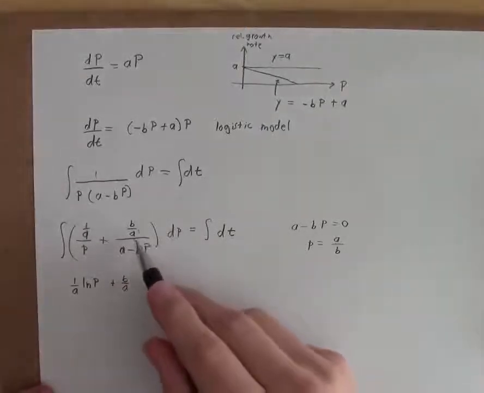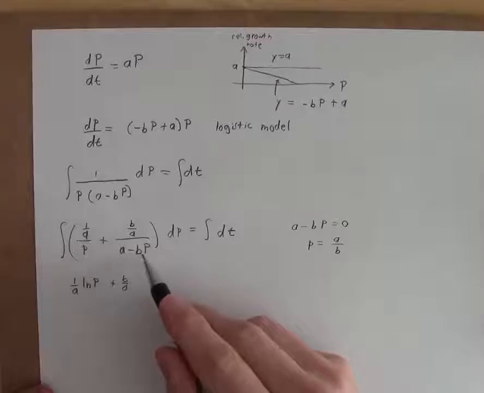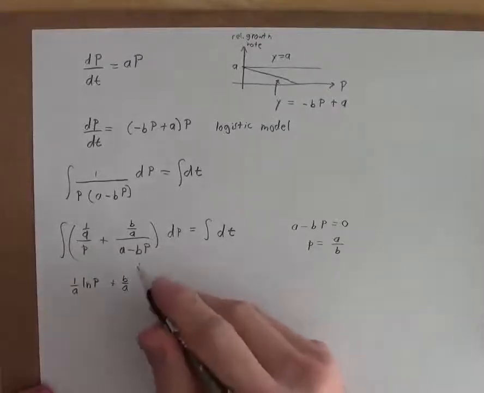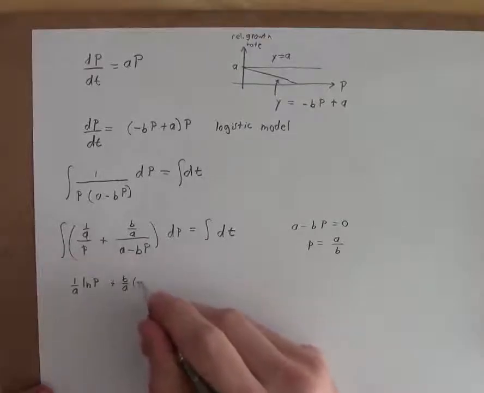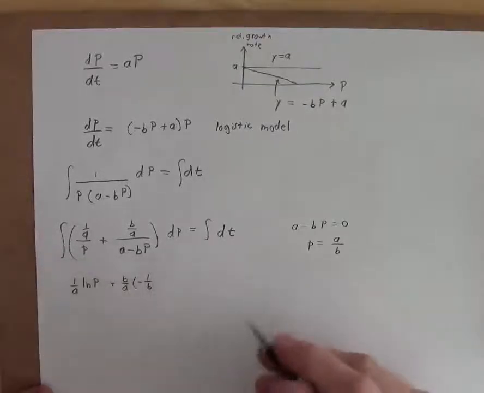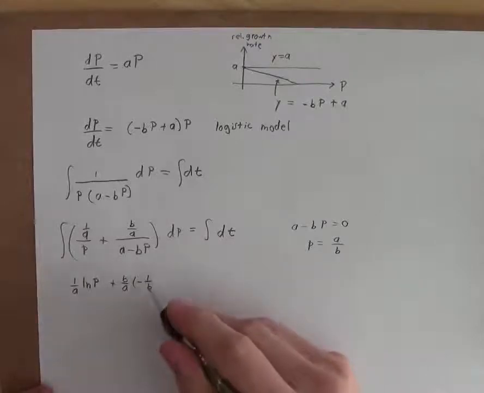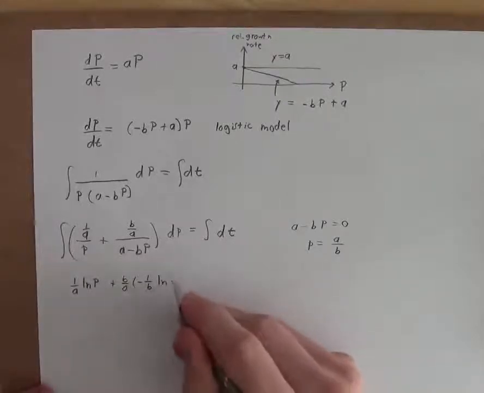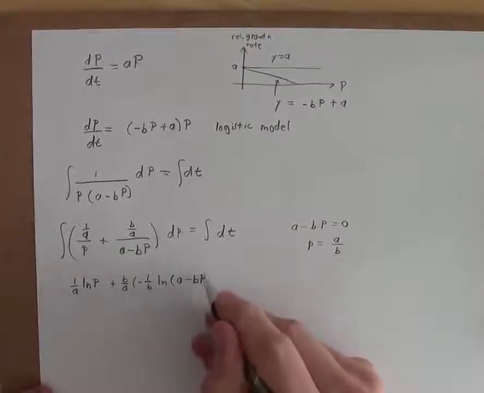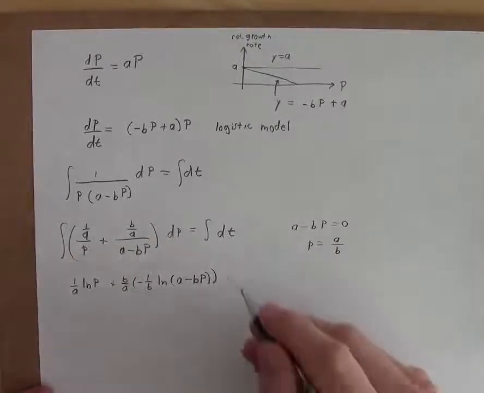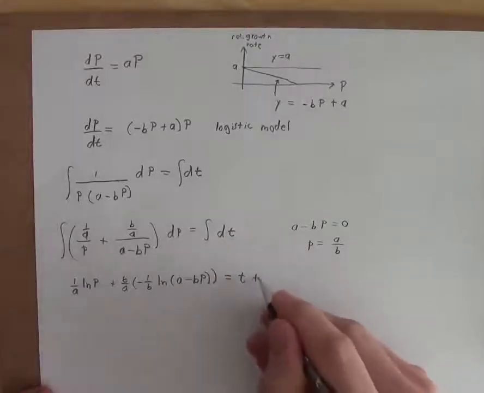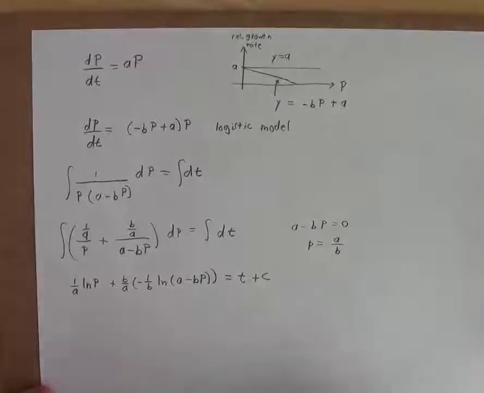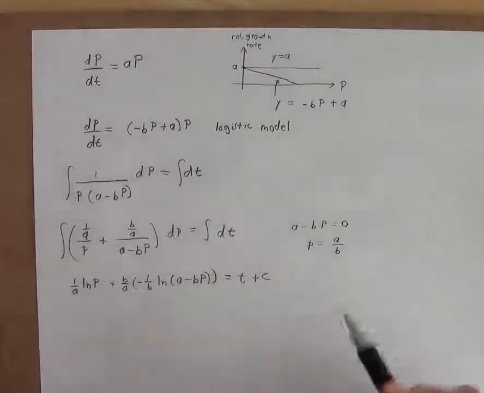And then we have this 1 over a minus bp. Well, it's going to work out to be a logarithm. And because the b is negative, we'll get a negative constant out in front. So it's negative 1 over b times the logarithm of a minus bp. And now going over the other side, we're integrating dt. We get t plus the constant c. Okay, so that solves the logistic equation.